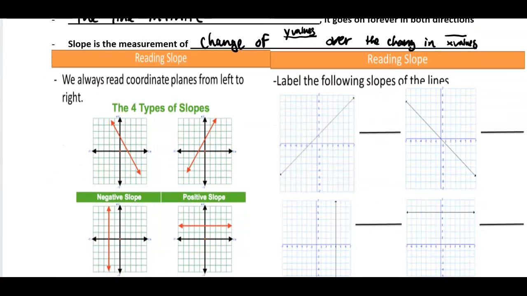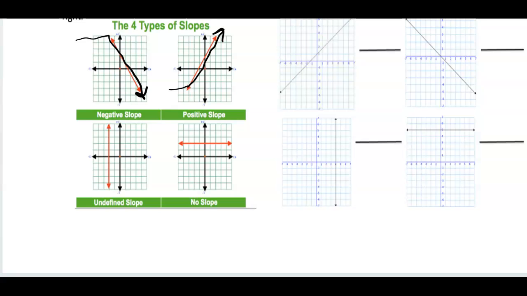So we always read coordinate planes from left to right. So as I read this left to right, you'll notice that line is going down. That's a negative slope. As I read that left to right, you'll notice this line is going up. That's a positive slope. We have an undefined slope. That's a vertical line. You can make a U out of it. That's how you also know that it's undefined slope. And then a horizontal line, that's a zero slope. You can make a Z out of it. That's how you know it's a zero slope.